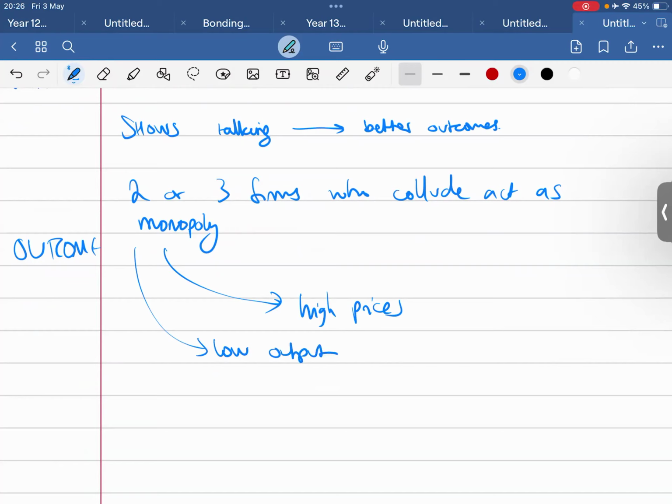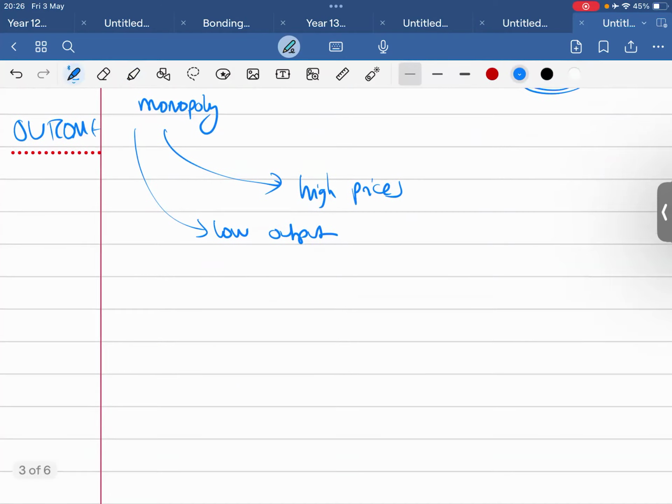But make sure you say act like a monopoly. Don't say they are a monopoly, they act like a monopoly. That's very important. I mean, it should be common sense, but just be careful with stuff like that. And then you could draw the monopoly diagram again. Some people do a monopoly diagram with a kink demand curve and stuff. I would not bother doing that. It's confusing. Just do a monopoly diagram, okay?